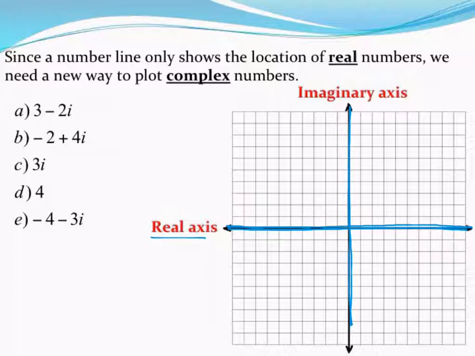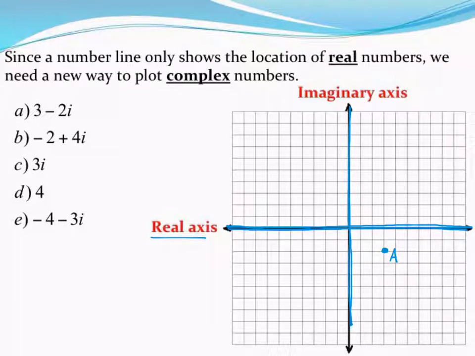So for example, the number 3 minus 2i, I'm going to count 3 spaces on the x-axis and then count down 2 spaces on the imaginary axis. 1, 2, 3, 1, 2, and plot that point right there. So we see that our imaginary numbers don't exist on the number line. They sort of exist above or below the number line.